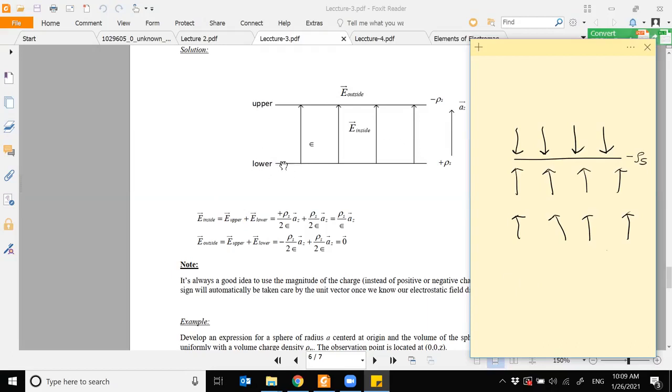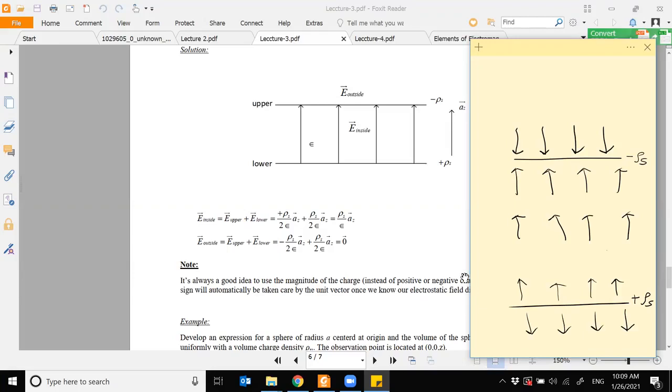Now the lower sheet. Let us first look at both of them separately. This is my lower sheet, and it has a charge of plus rho s. So what will be the electric field of this one? It will be going away, so it will be like this. Clear?